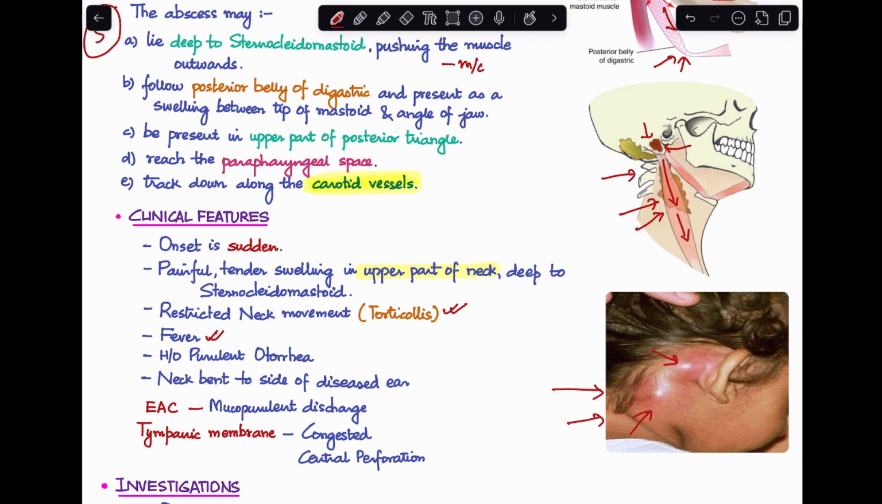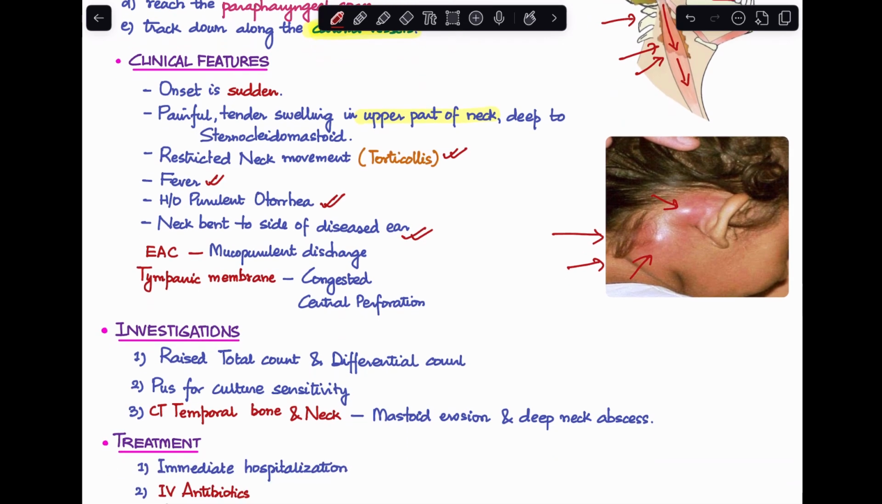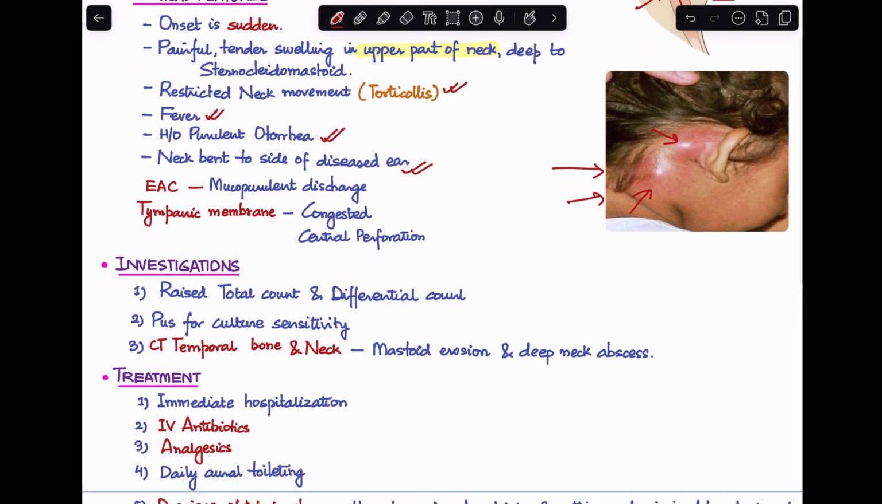They'll also have fever and give a history of purulent otorrhea. And the neck in this case will be bent to the side of the diseased ear due to the presence of torticollis. EAC will have mucopurulent discharge and TM will be congested and there will be a central perforation. How do we investigate the case? There will be a raised total count and differential count, pus for culture sensitivity, and on performing a CT scan of the temporal bone as well as the neck, we'll see the presence of mastoid erosion and a deep neck abscess. Now, how do we treat this case?